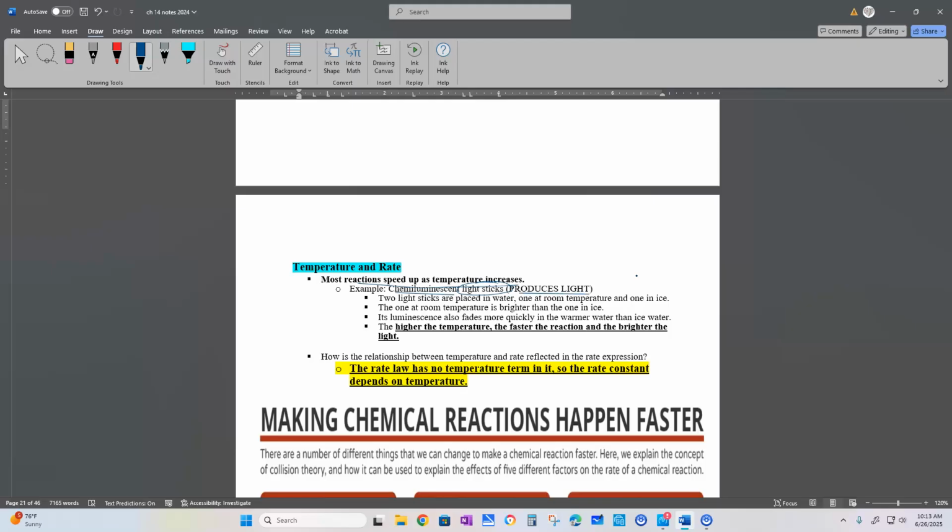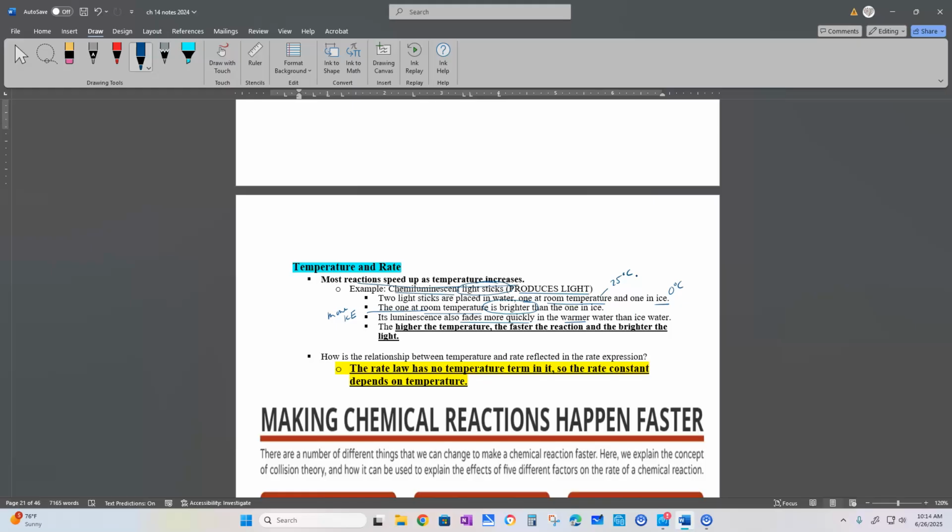So basically what happens if you take a glow stick, a light stick, and you place one of them in water at room temperature, remember that's about 25 degrees Celsius, and one in ice, about 0 degrees Celsius. The one that's in room temperature, because it has more energy than the ice, it'll actually be brighter. So the luminescence, because it's brighter, it'll actually fade more quickly in the warmer water than the cold water. So the higher the temperature, the faster the reaction, the brighter the light.